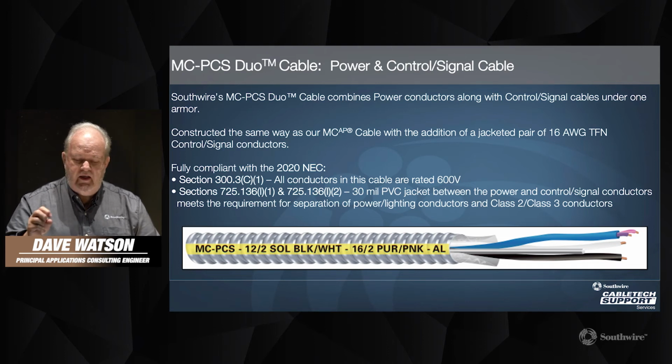Then there's another requirement. If you look at section 725.136(I)(1) and (2), those require a 30 mil PVC jacket between the power and the control signal conductors. Well, they require separation, I should say, of those conductors. The 30 mil PVC jacket is the same thickness of jacket that's used on an NM cable, and UL has determined that it provides an acceptable amount of separation between the power and the signal and control. So this has been recognized by UL and supported by UL. It's recognized in the NEC as an NEC compliant product. So we address the two major things, the separation and then the voltage rating.